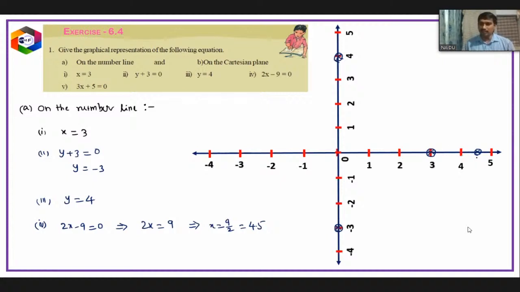It is at this point on this number line. This is the 4.5 value or 9 by 2, what we can call.